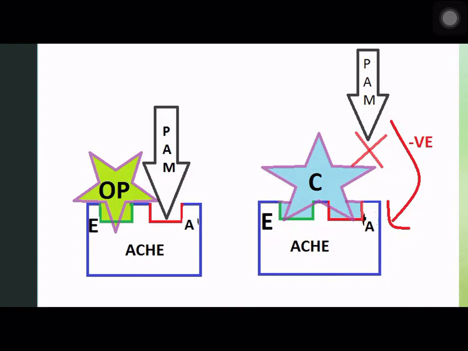But whereas if you see the carbamates, they bind at both the esteric and anionic site. So due to that, the oximes cannot act in carbamate poisoning. So they are ineffective. So that is the difference. And the organophosphorus compounds bind irreversibly, whereas the carbamate poisons bind to the acetylcholinesterase reversibly. The bond is temporary.